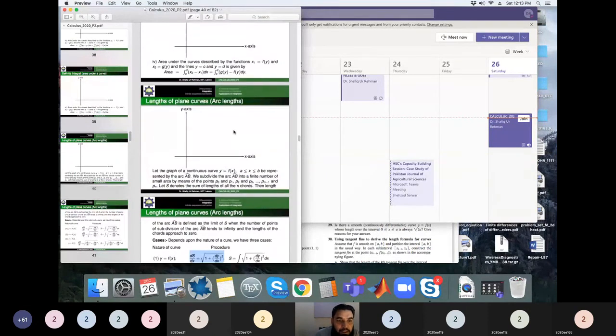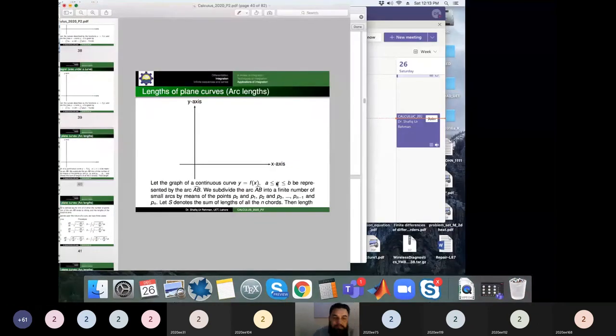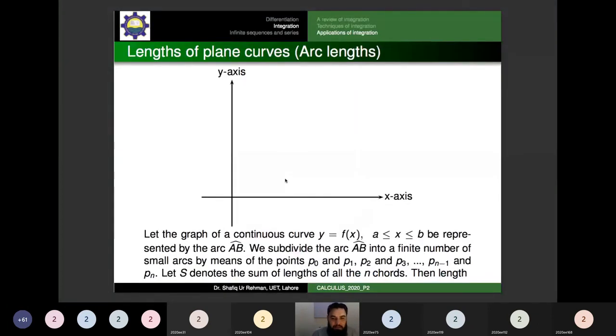All right, how do you look into the lengths of plane curves, the arc lengths? We try to figure out this one. For example, behind the scene, we have a continuous curve, y is equal to f of x, described over the interval from a to b. It should be a closed interval because continuity is always discussed against a closed interval.